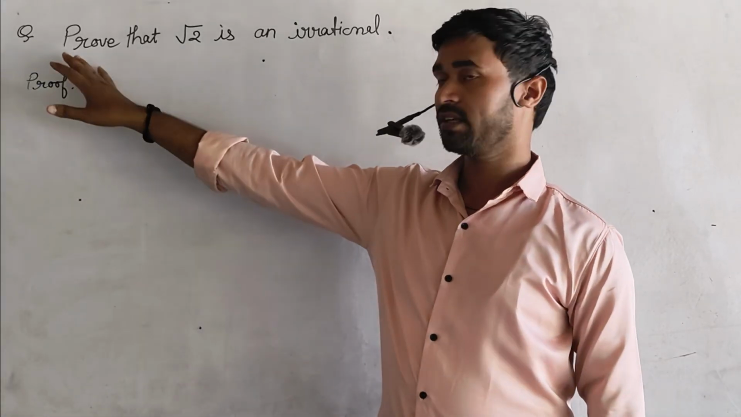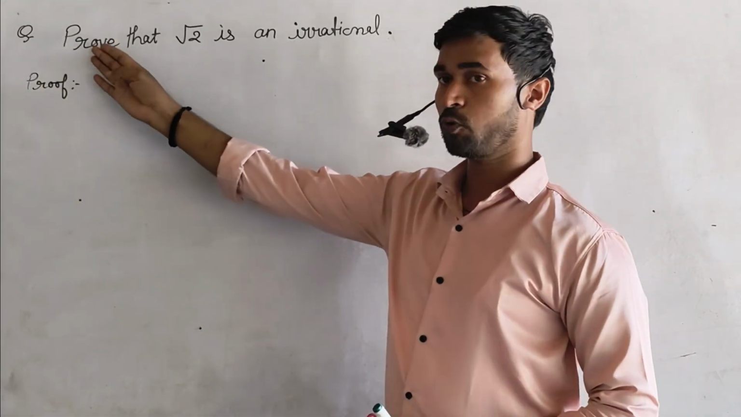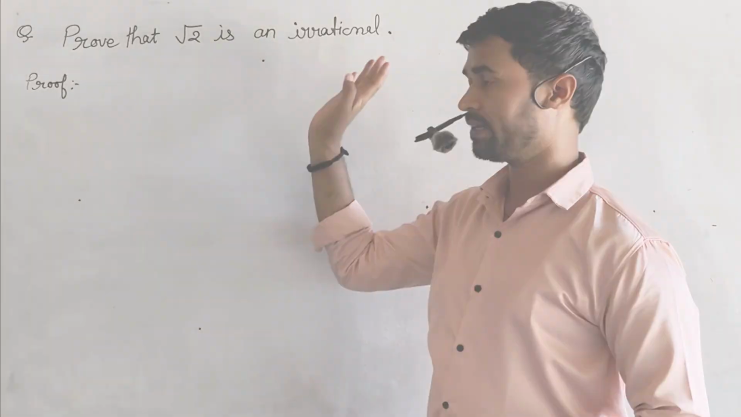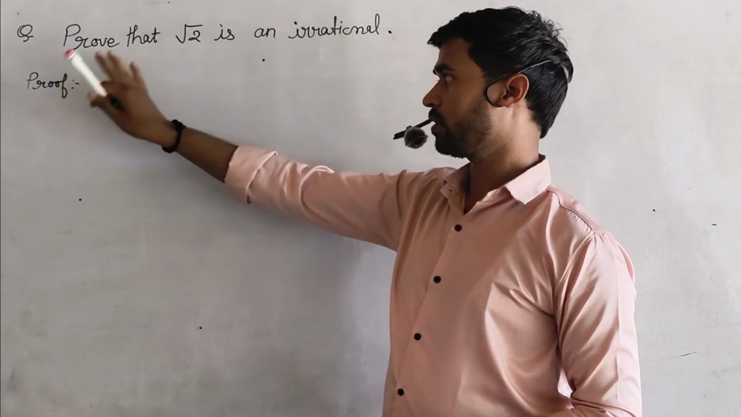A very important question of mathematics class 10th. The question is, prove that square root 2 is an irrational number. Prove that square root 2 is irrational. Now we are going to prove this question.